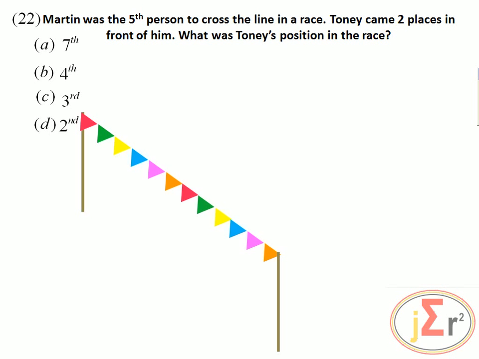Martin was the 5th person to cross the line in a race. Tony came 2 places in front of him. What was Tony's position in the race? 3rd. And Jerry is saying that it is 3rd, and Jerry is correct. There we have them crossing the finish line in the race.